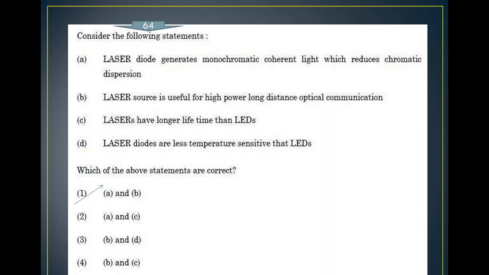Option first A and B, option second A and C, option third B and D, and option fourth B and C. Your correct answer is option first, A and B. That is, laser diode generates monochromatic light, which reduces the chromatic dispersion, and option B, laser source is useful for a high power long distance optical communication. These are very simple common sense electronics questions.